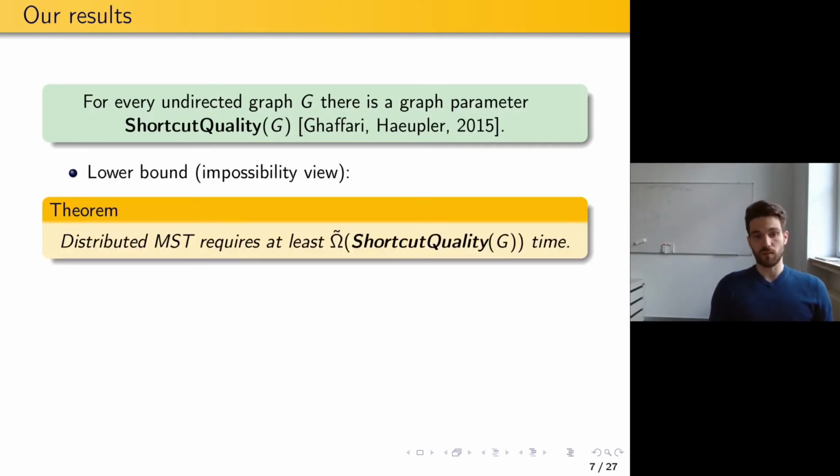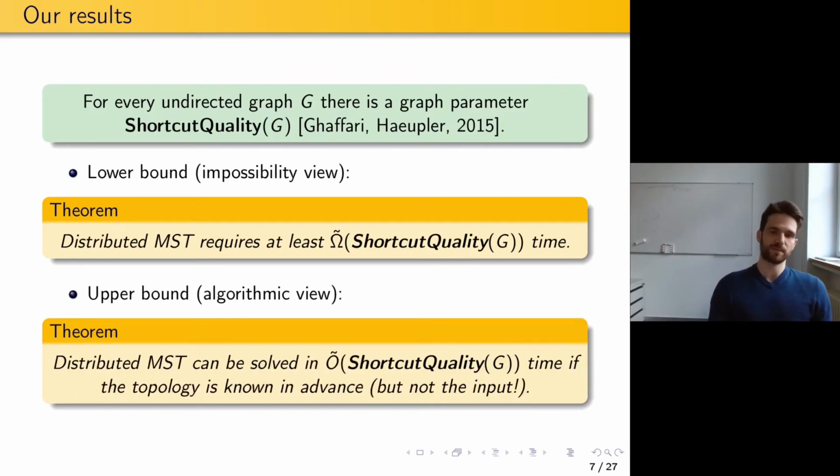So, for the lower bound, or the impossibility view, we proved that the distributed minimum spanning tree takes at least shortcut quality of G time on any graph G. So any correct algorithm needs shortcut quality time to compute the correct result. Furthermore, from an upper bound, so that means an algorithmic view, the distributed minimum spanning tree can actually be solved in shortcut quality of G time if the topology is known in advance, but not the input.